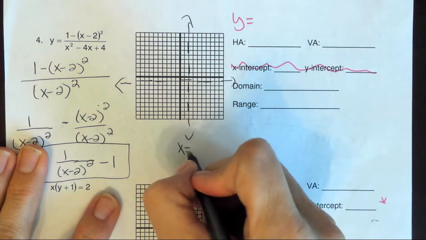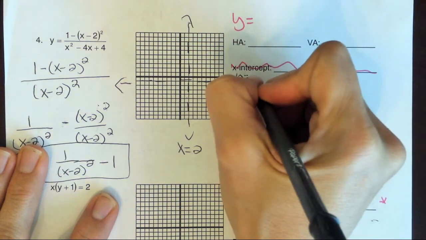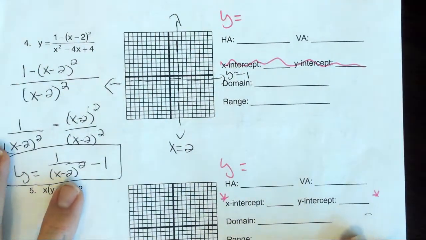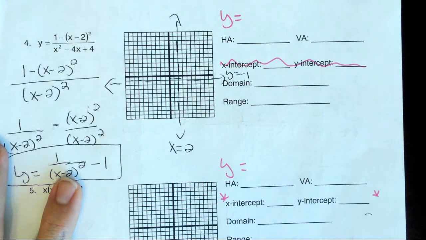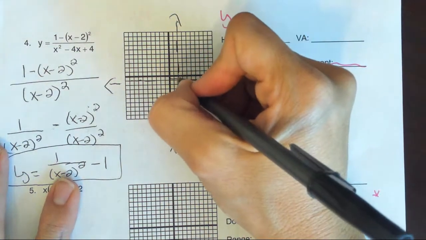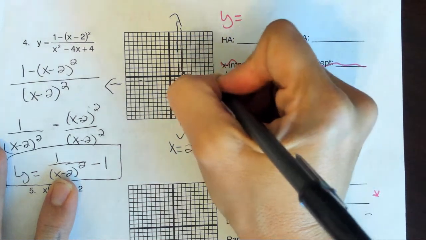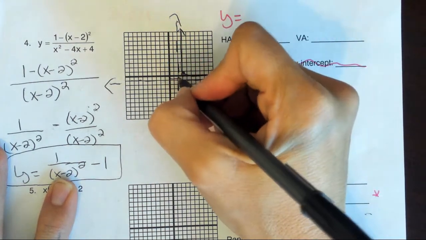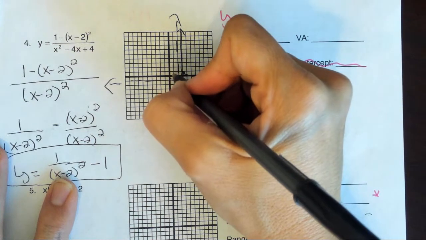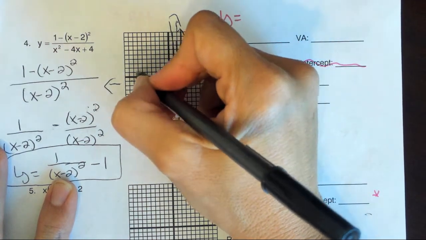So I've got x equals 2 and y equals negative 1. It is an x squared, so this is the one that looks like the volcano. So I go to my center point and I go right 1, up 1, and I approach both asymptotes. I go back to my center and I go left 1, up 1, and I approach both asymptotes.